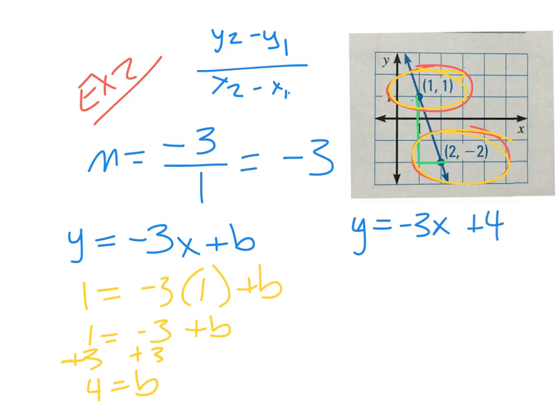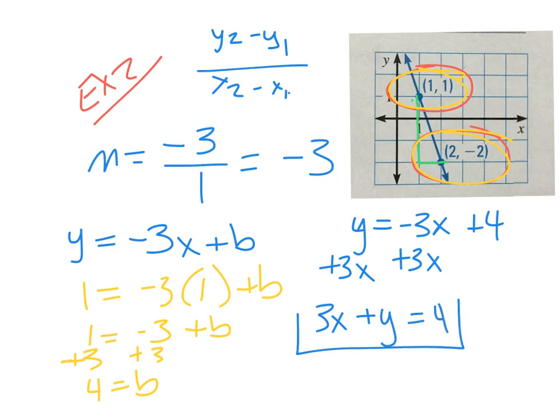So then the only other thing I have to do is put this in standard form. So how do I get this in standard form? I need the x and the y on the left-hand side. So add the 3x. So then I have 3x, because x goes first, plus y equals 4. Do I now have it in standard form? Then you're done.